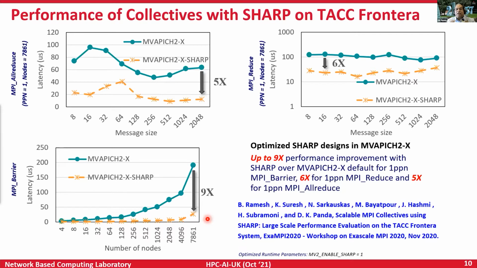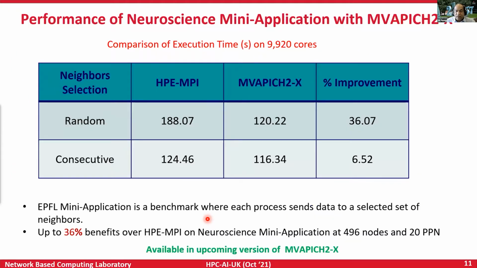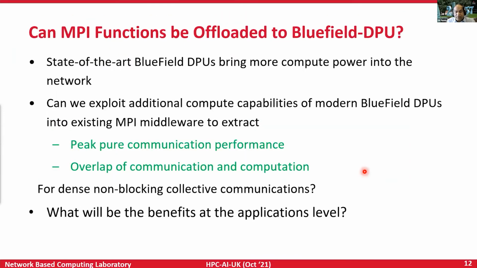So that means if we can accelerate the lower level communication stacks, especially the collectives, you will see the applications will get a lot of benefits there. So here I'm trying to show some numbers. These have been taken with EPFL. We have been working there. This is their neuroscience application. They have two modes, neighbor selection, random or consecutive. We are comparing our MVAPICH2-X with HPE MPI. And here you can see we can deliver almost 36% improvement if the neighbors are random, or if it is consecutive, we are giving around 6.5% compared to HPE MPI.